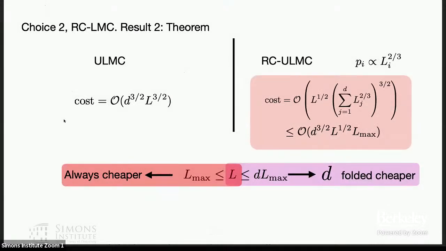The result is the following. The classical underdamped result has the D dependence being 3/2, and the L dependence is also 3/2. When you do the random coordinate version of the underdamped, the D dependence is kept the same, but L gets replaced by L max. So it's the same story, because L max is always smaller. You always get a cheaper algorithm, but L sometimes can be D-fold more expensive, D-fold bigger, so you get D-fold cheaper.